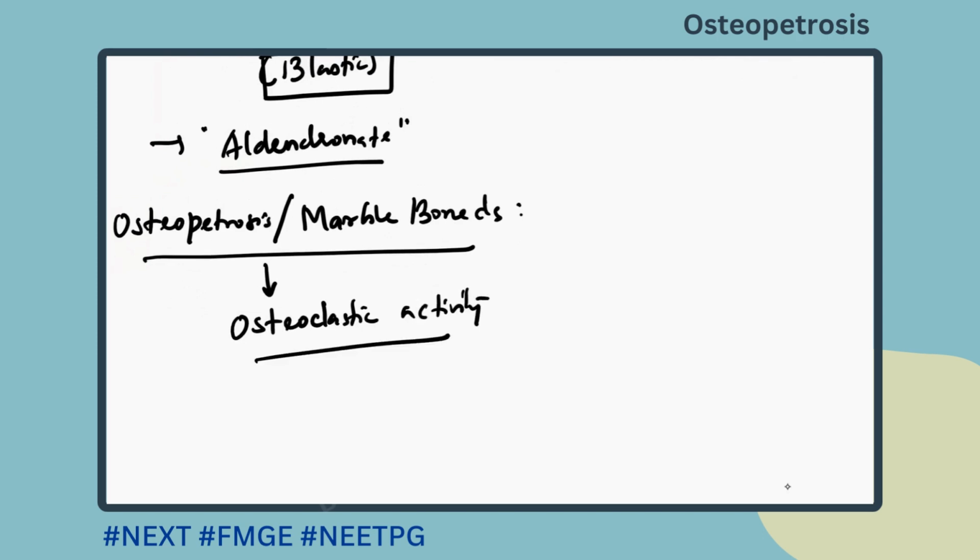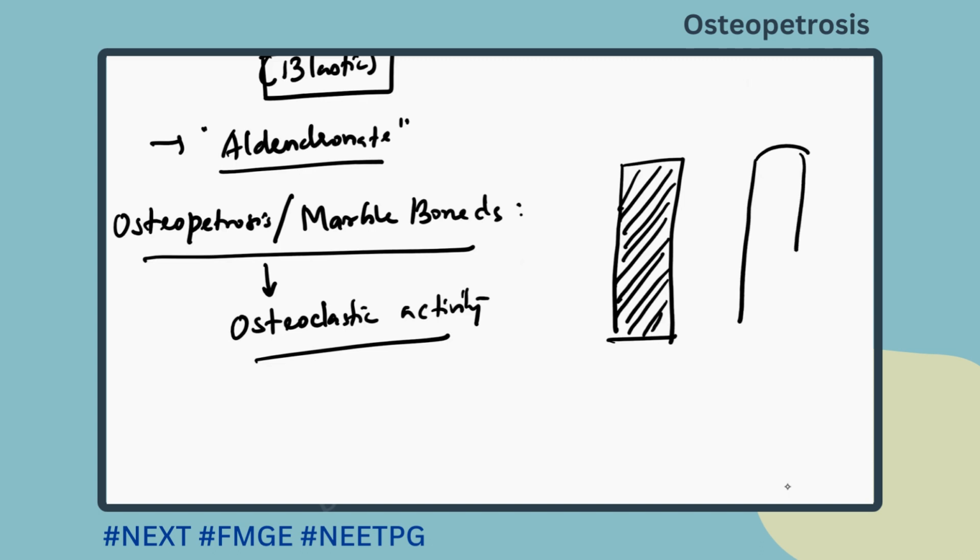What is the function of osteoclast? Anybody knows what is the function of osteoclast? Resorption. See, for example, if a bone is formed like this, okay, the osteoclast should act on this and it should convert the bone into a structure like this. A bone will be like this or a bone will be like this. Which one is right? 1 or 2? 2. Always when you see a bone, it has a cavity in the center.